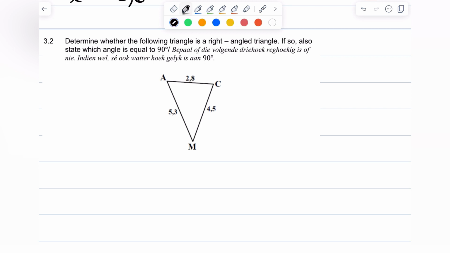Starting off, assuming that this is a right angle triangle, or if it had to be one, we could identify this side AM as our hypotenuse. Why? Because it is the longer of the three sides.